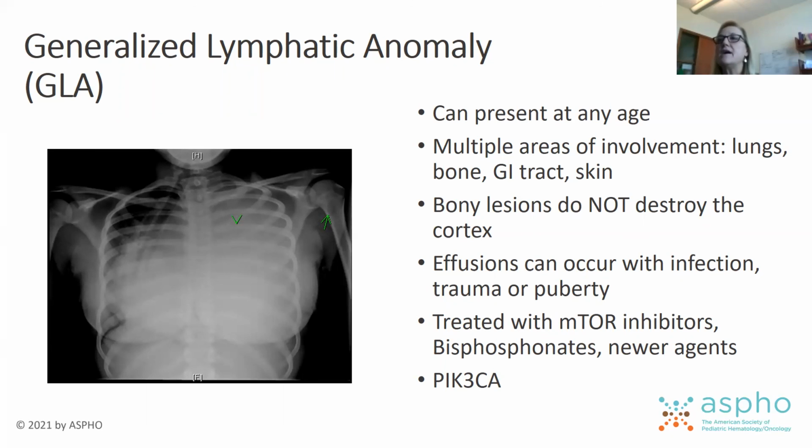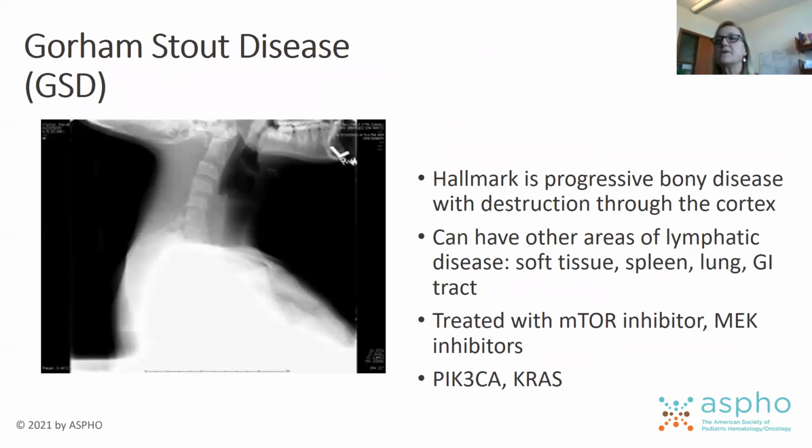Generalized lymphatic anomalies are nice to know, but I do not think they'll be on the boards. So a generalized lymphatic anomaly is a lymphatic malformation that can occur with disease in the lung, bone, GI tract, skin, and you can have bony lesions. This is a patient that presented with a chylous effusion that was initially seen on the solid tumor service because of the effusion, but also because of the bone lesions. Generalized lymphatic anomalies can be treated with sirolimus and also bisphosphonates, and they also have a PIK3CA mutation.